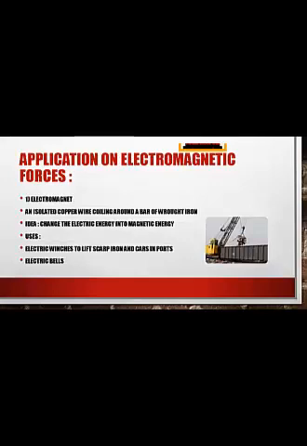So in our life, there are some applications using the electromagnetic force. First is the electromagnet, an insulated copper wire coiled around a bar of wrought iron. This idea works by changing electric energy into magnetic energy. It is used in electric winches to lift scrap iron and cars in ports, and in the electric bell.